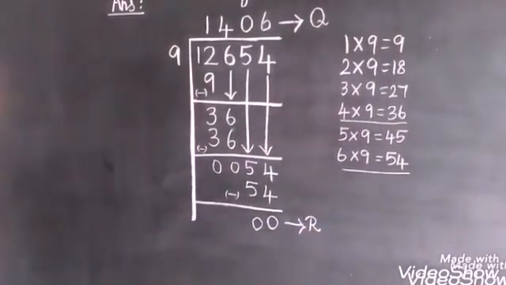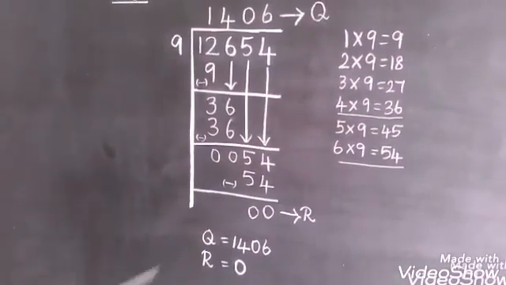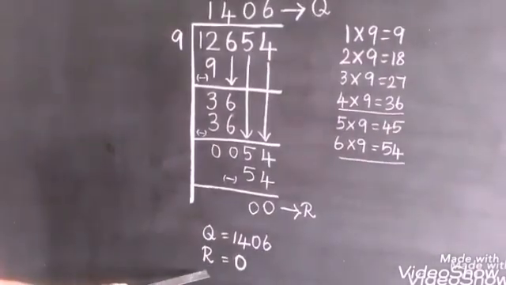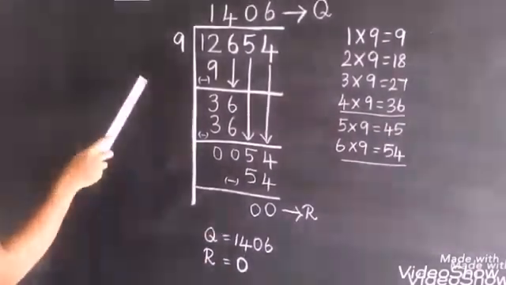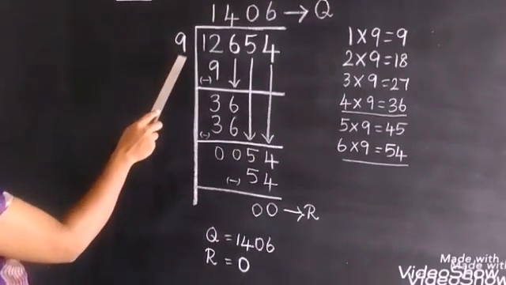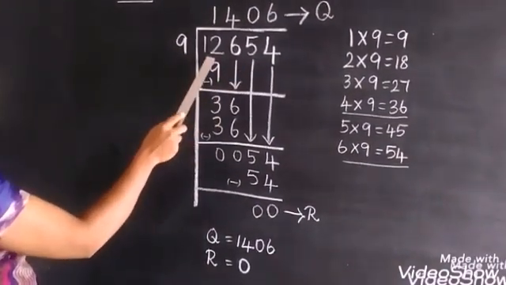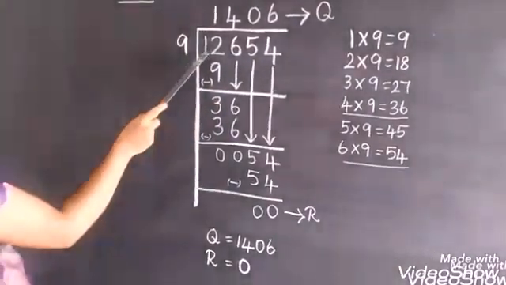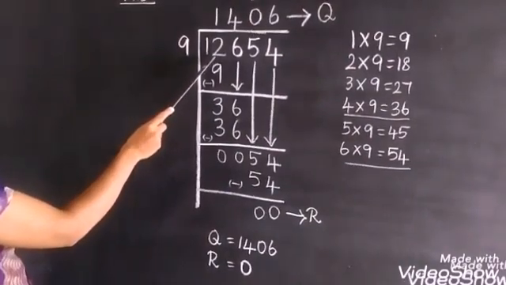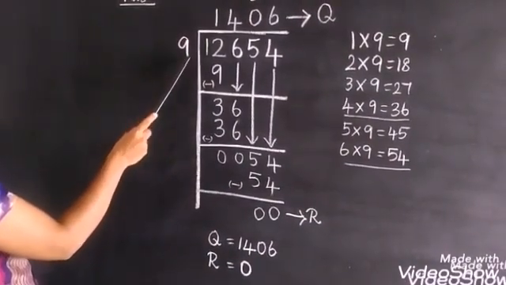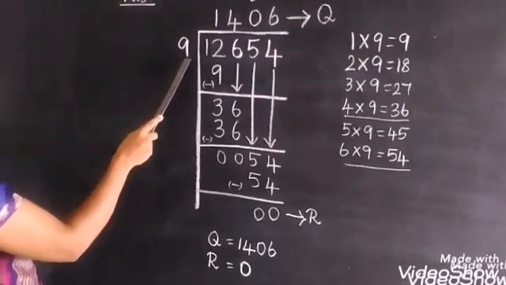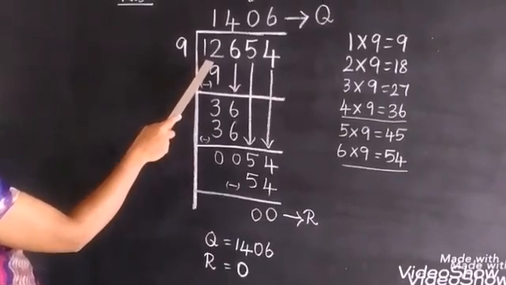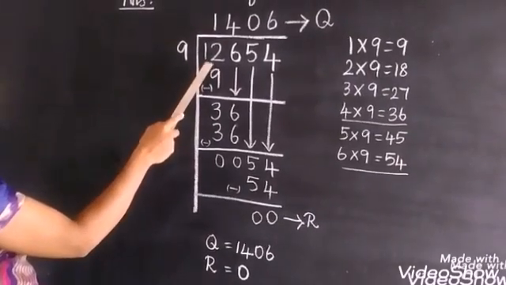So the quotient is 1406 and the remainder is 0. Once again I will recall this sum. Using the 9 table, we have to divide 12,654. For that, first we have to consider the first digit. 1 is a smaller number compared to 9, so we have to take 2 digits. In the 9 table, 12 is not coming, so we have to take 9.